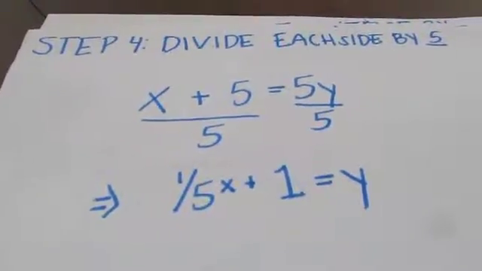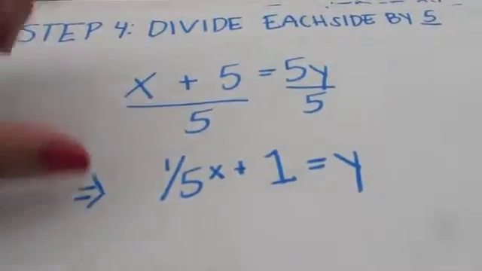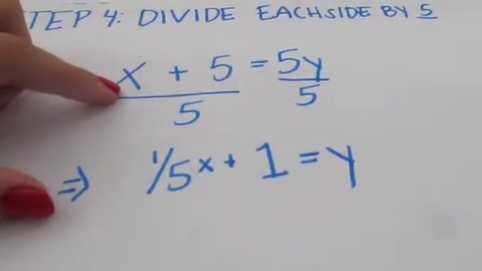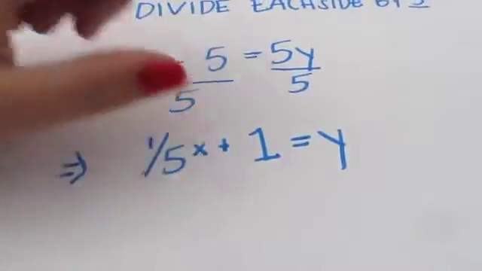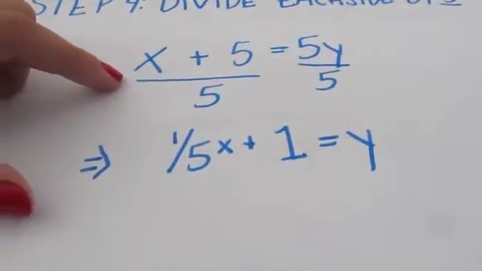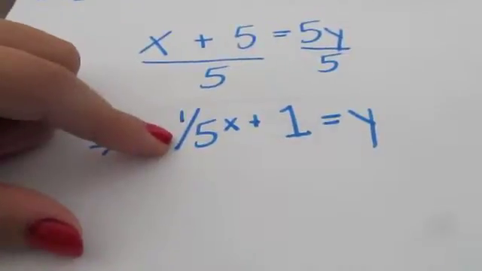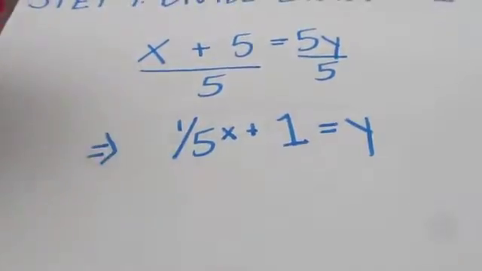Now finally, to get the variable alone, step 4 is we divide each side by 5. So x plus 5 equals 5y. We must divide by 5 on both sides to get the variable alone, which then will equal 1/5 x plus 1 equals y.